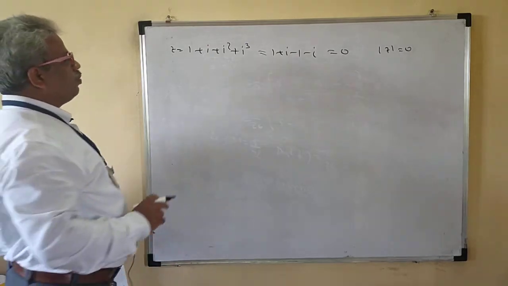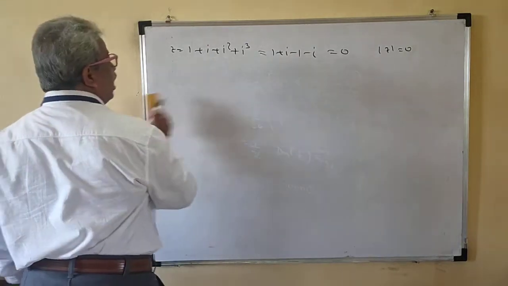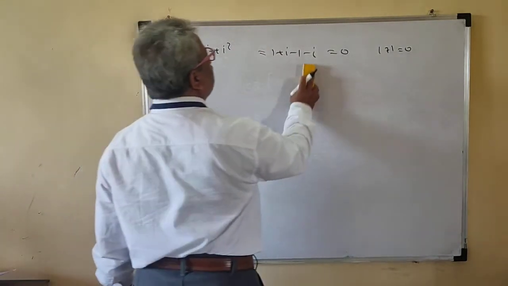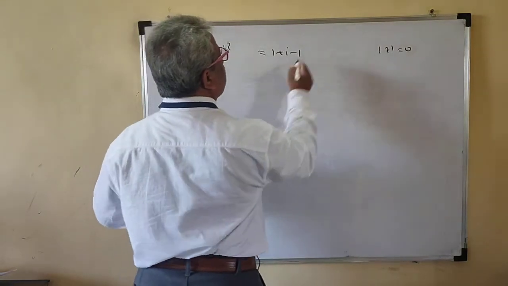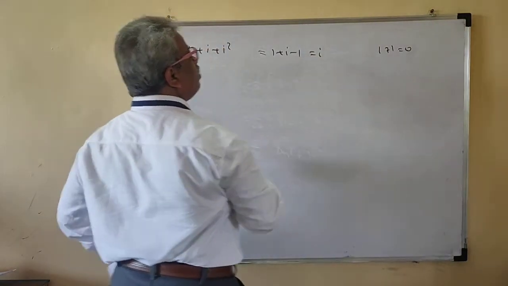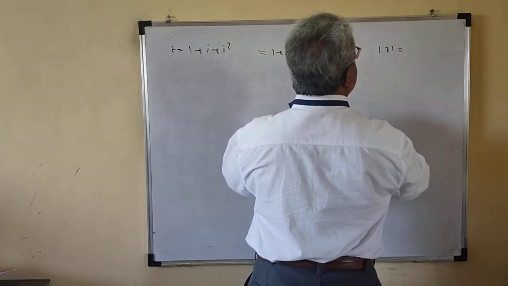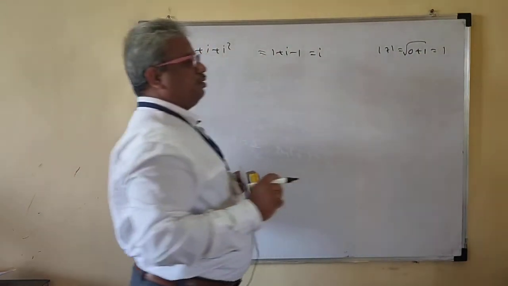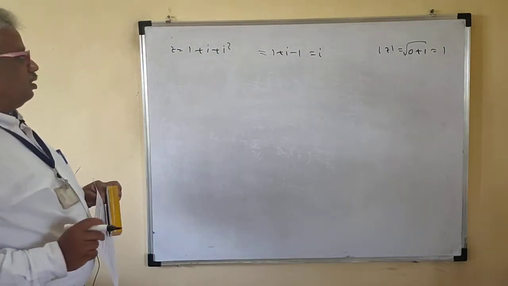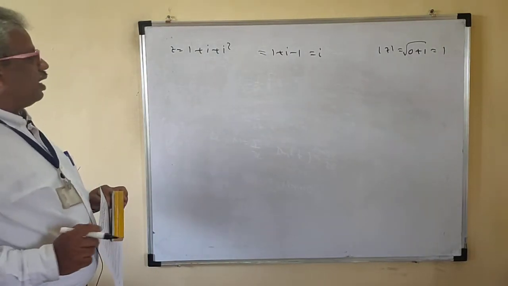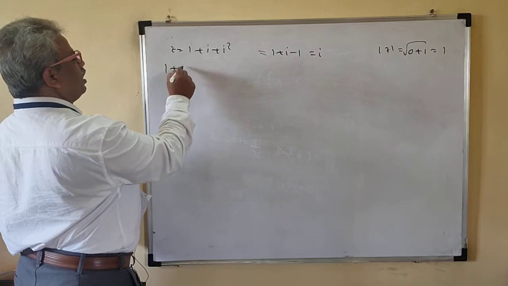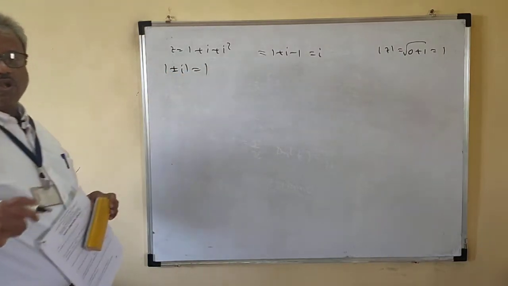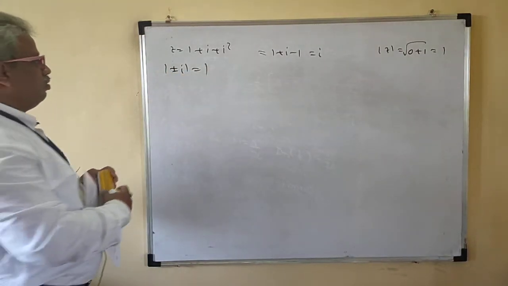Okay, so suppose i cube is not there. Then what happens? This is minus i, so this is then i. So what is mod z? Real part square plus imaginary part square: 0 plus 1. This is root 1, which is 1. Okay, so if z is equal to plus or minus i, the mod of plus or minus i is 1. Note that.